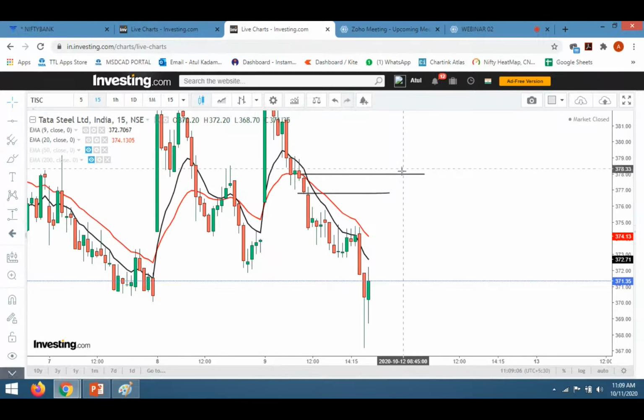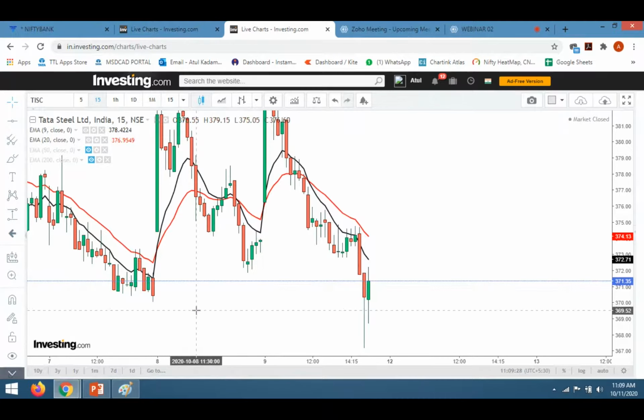Just one thing that I want to tell you guys: whenever you enter a trade, whatever profit you take, it's okay, but at least you must know the risk. Ki main is trade mein enter kar raha hu, to how much is my risk, and is that risk bearable for me. If your risk capacity is 1000 rupees and the trade is giving you only a 500 rupees risk, you go for that trade.